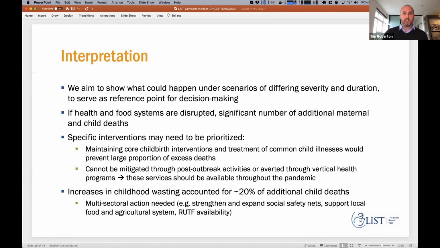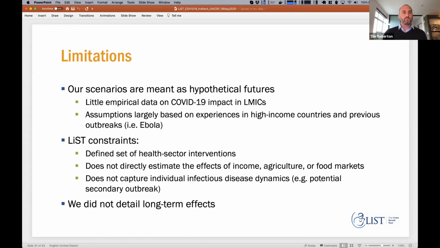increased child mortality. And obviously wasting can operate through the health system, and the health system can act on it through ready-to-use therapeutic foods and other strategies. But I think we can all agree that it would take multi-sectoral action, requiring governments to strengthen social safety nets and think about food systems and that kind of thing.